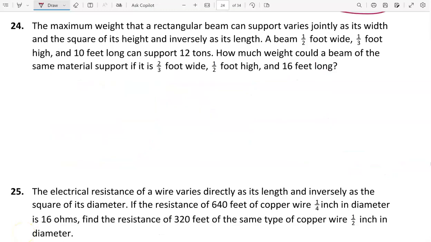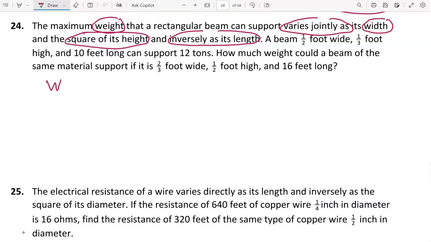In 24, the maximum weight that a rectangular beam can support. So weight varies jointly as the width and the square of the height, and also inversely as the length. So weight varies jointly as equals k times the width and the square of the height, and inversely as the length.